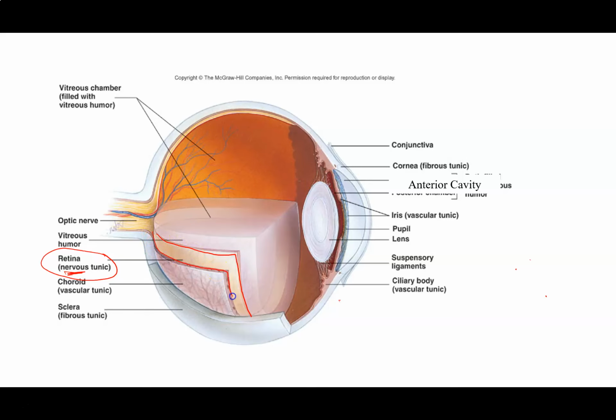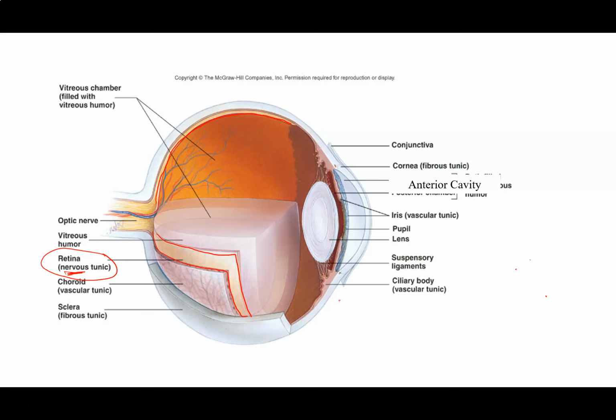If you look at it where it's cut in sagittal section on the image, it is this yellow layer. And it stops right there, where the ciliary body begins. So the retina is the layer that has the light receptors.